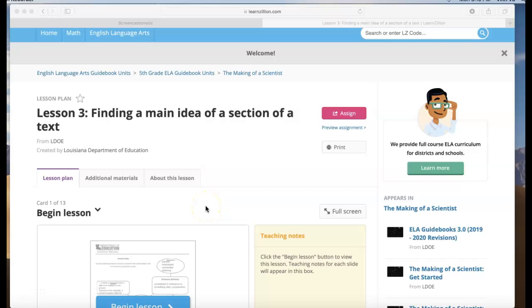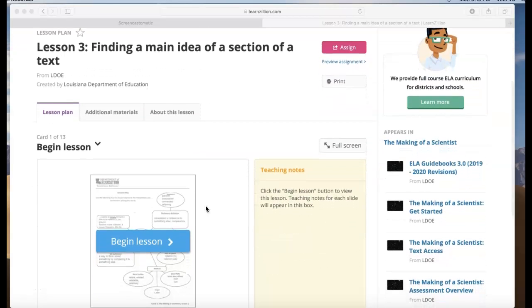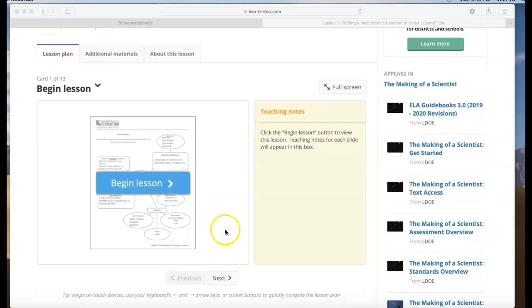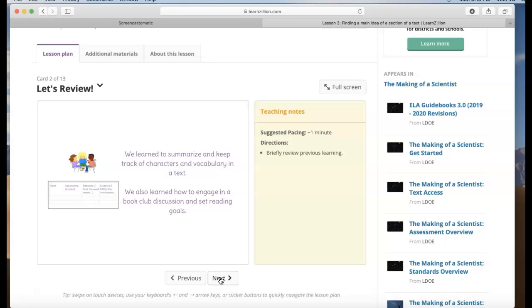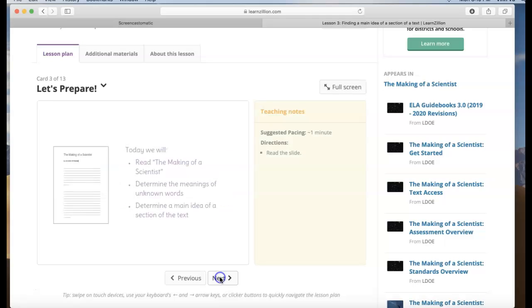Today we will begin Lesson 3, finding a main idea of a section of a text. Let's begin the lesson. We learn to summarize and keep track of characters and vocabulary in a text. We also learn how to engage in a book club discussion and set reading goals.